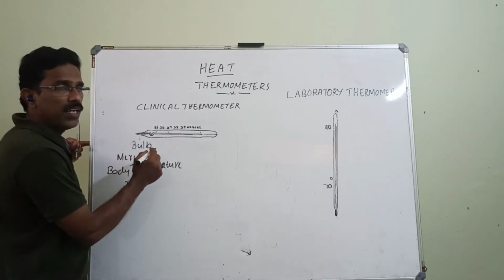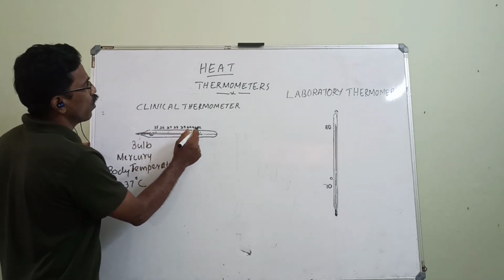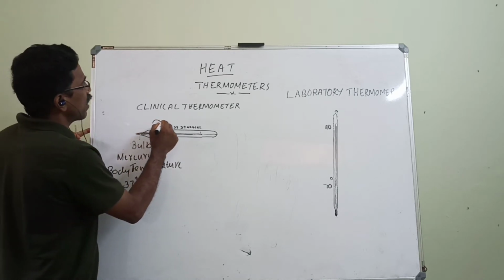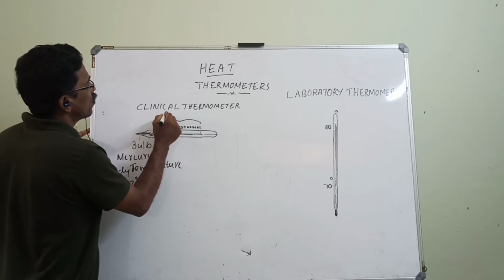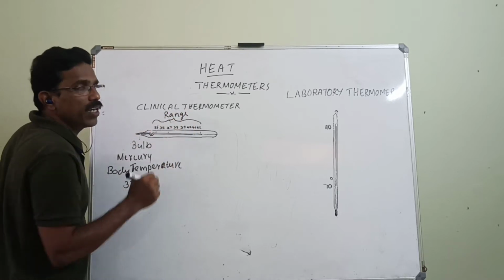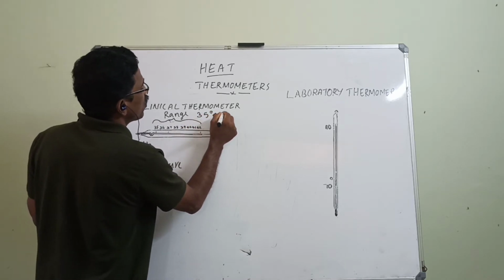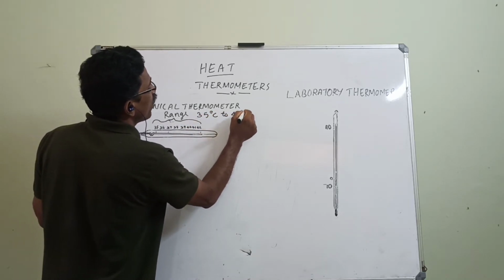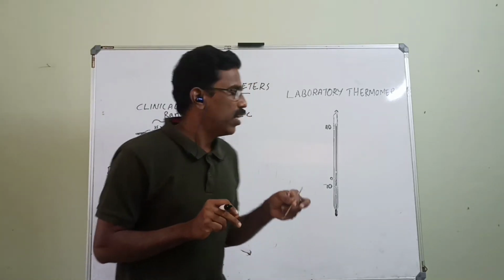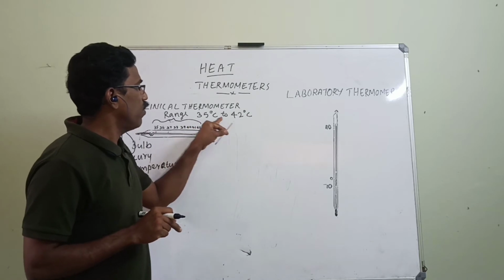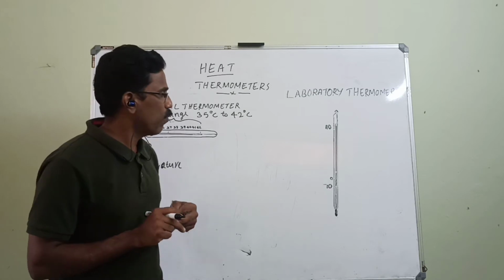You can see the readings here: 35, 36, 37, 38, 39, 40, 41, 42. So this is the range of a clinical thermometer. The range of a clinical thermometer is from 35 degrees Celsius to 42 degrees Celsius. So we can measure only temperatures between 35 degrees Celsius and 42 degrees Celsius by using a clinical thermometer.